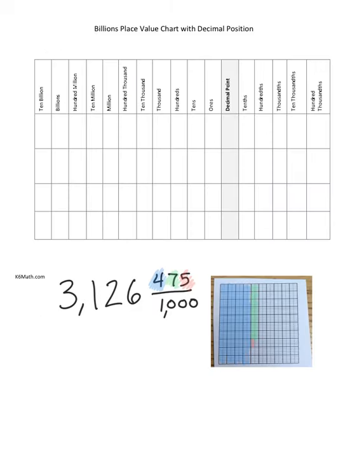Okay, lastly, let's use our place value chart to help us organize our thinking about rounding. We were working with this number, 3,126 and 475 thousandths. And we are talking about how whatever place you're rounding to, use the digit immediately to the right to help you determine where it needs to be rounded to.